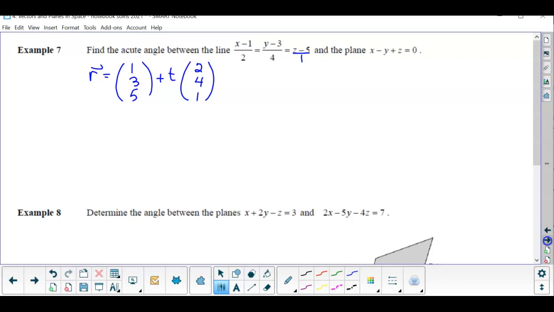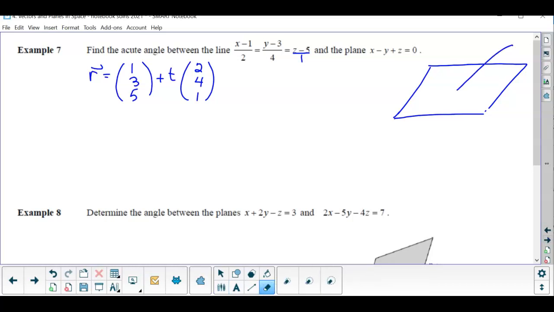So let's draw a little diagram again of your plane. Got a line going up. So here, line, and then, okay, so it looks something like that. You want the angle between that line and the plane. So if I draw a direction vector here, this is the angle I want. Okay, I don't really know what the orientation is.